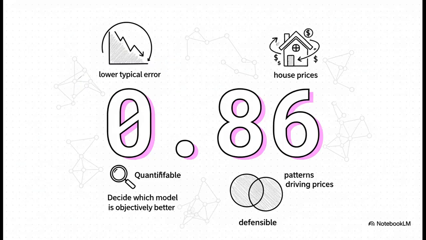So yeah, the choice here is a no-brainer. Model B is better on every front. It has a lower typical error, and it captures a whopping 86% of the patterns that drive house prices. And this is why these metrics are so important. They're not just numbers on a screen, they give us a clear, quantifiable way to prove which model is objectively better and deserves to be used.